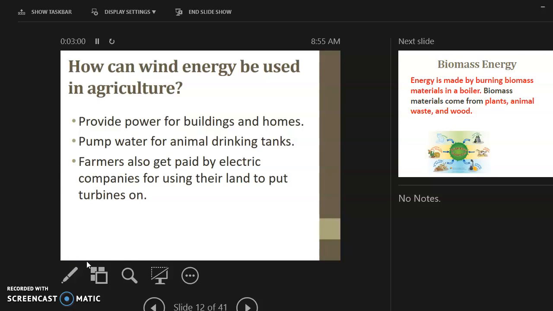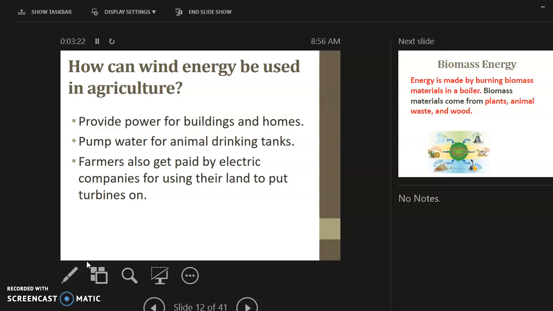So how can wind energy be used in agriculture? It's going to provide power to buildings and homes. It's going to pump water for animal drinking tanks. That's kind of pretty cool because you have a level in your cattle troughs, and it tells you when to turn on and when to turn off.